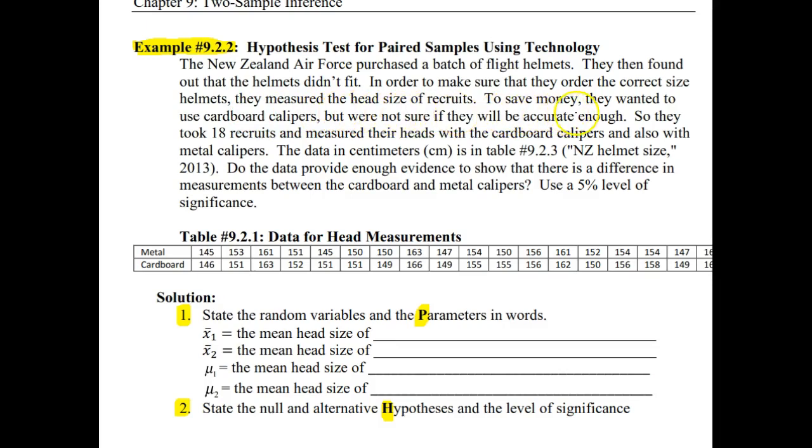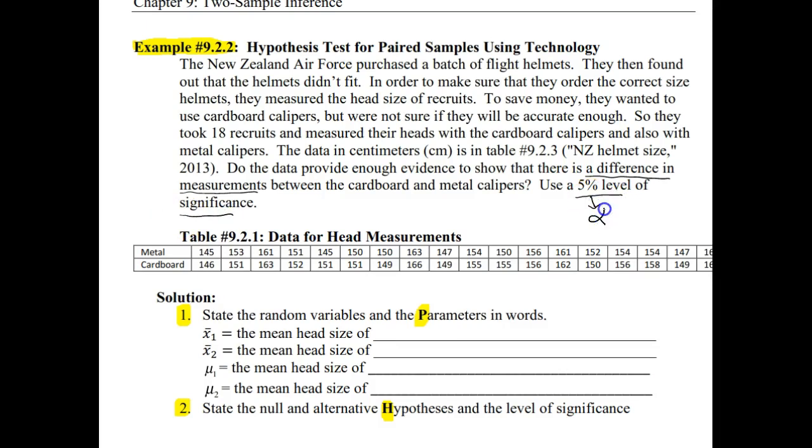To save money, they wanted to use cardboard calipers, but they were not sure if they would be accurate enough. So they took 18 recruits and measured their heads with the cardboard calipers and also with metal calipers. The data in centimeters is in the table below. Do the data provide enough evidence to show that there is a difference in the measurements between the cardboard and metal calipers? Use a 5% level of significance.